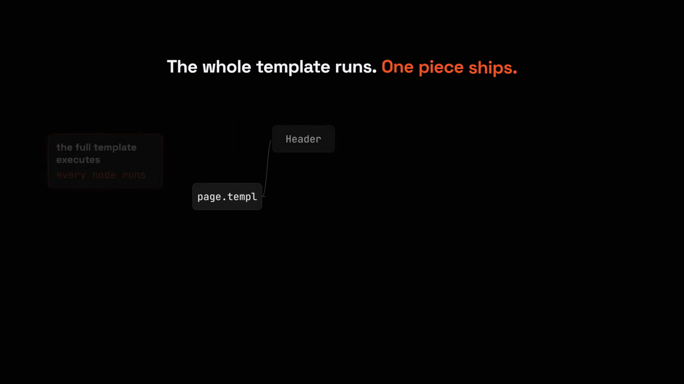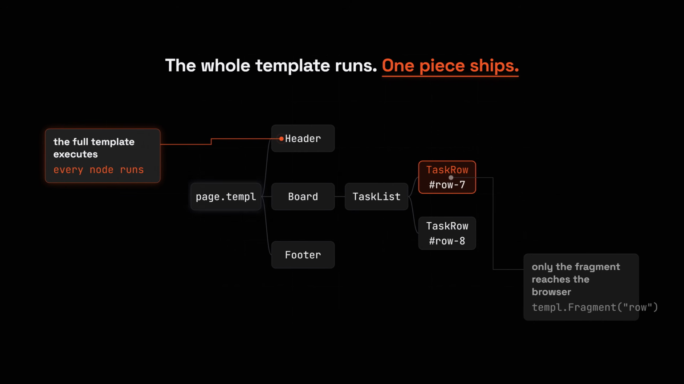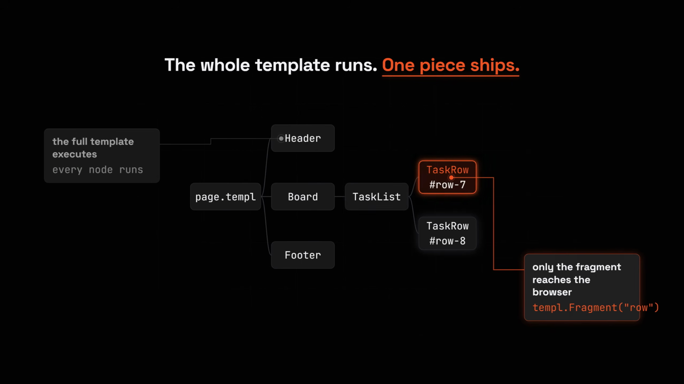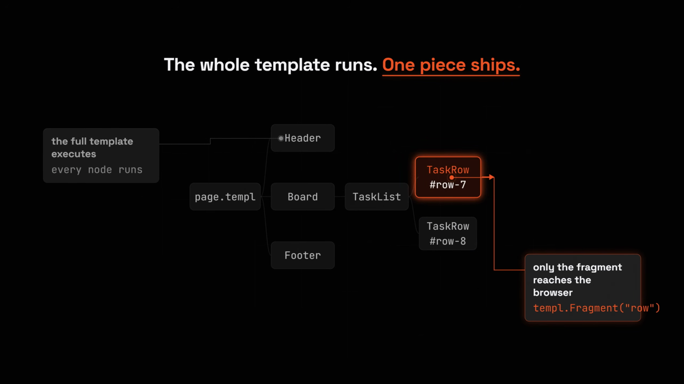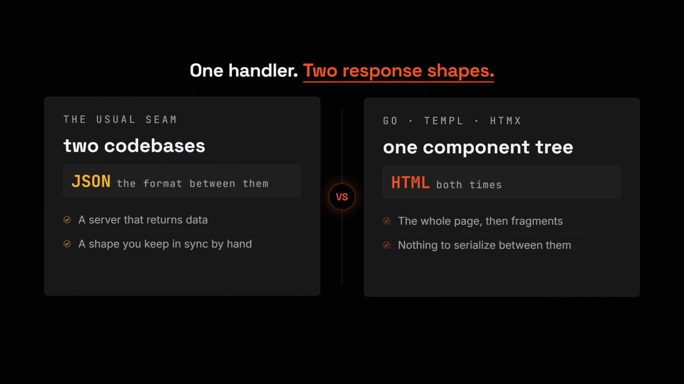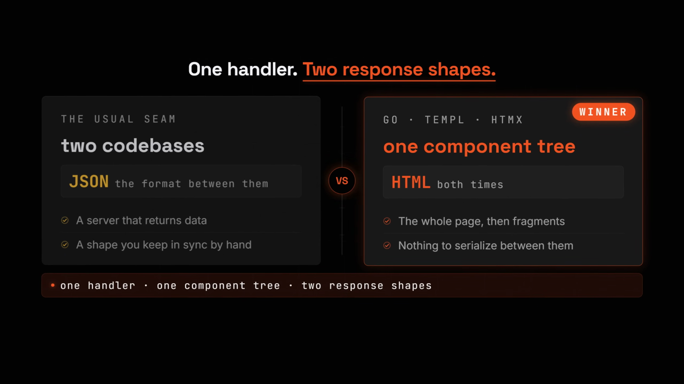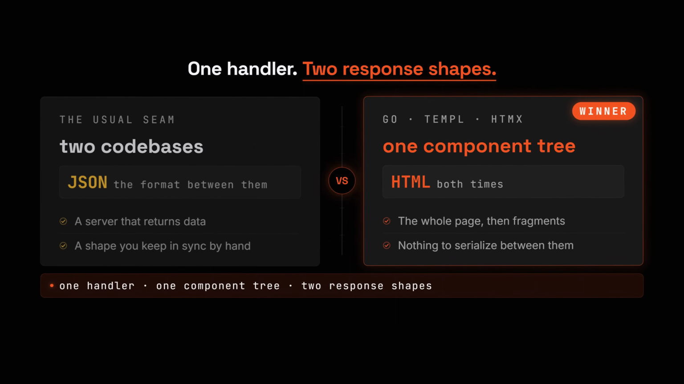Templ has a matching feature built for this. Wrap a section in templ.Fragment, and a handler can render only that section. The full template still executes, but only the fragment reaches the browser. Which means one handler, one component tree, 2 response shapes, the whole page on first load, a fragment on every click after. That seam is where most stacks would need a second codebase and a serialization format between them.